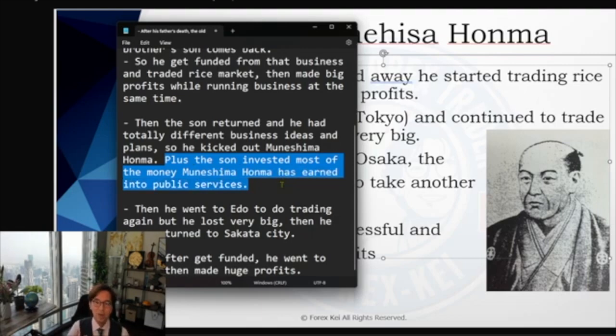Munehisa Honma was a trader also. So based on what he earned, he wanted to reinvest and make more profits. As we say nowadays, he wanted to compound the profits until they grew big enough so that he could also explore new business opportunities, maybe in Osaka or Tokyo and some other cities. But the son was against it, and instead he invested most of the assets into public services in Sakata City.